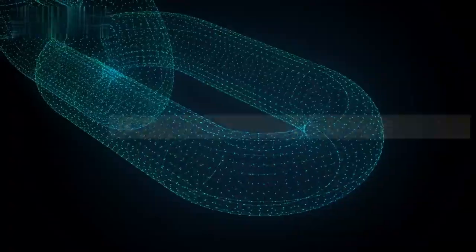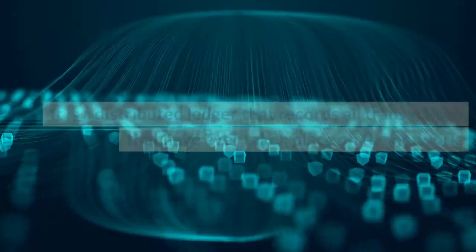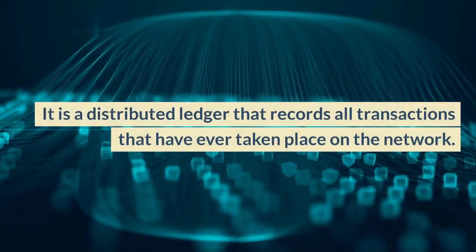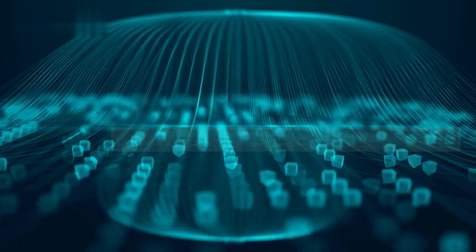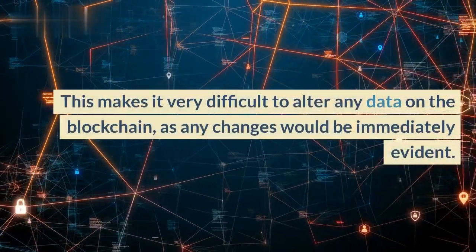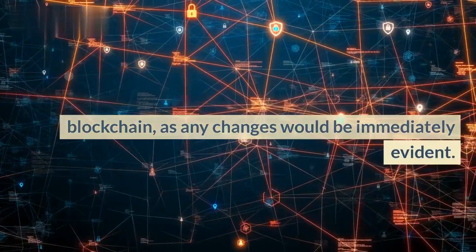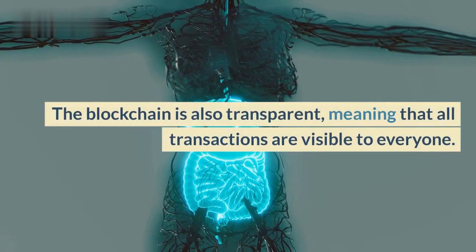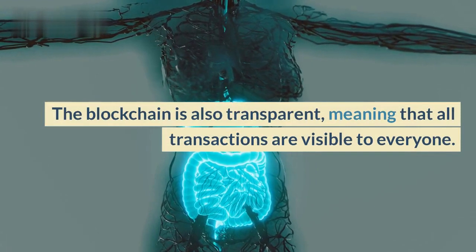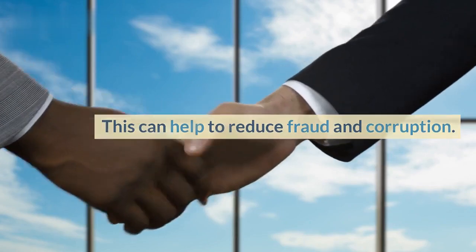Blockchain. The blockchain is the foundation of Web 3.0. It is a distributed ledger that records all transactions that have ever taken place on the network. This makes it very difficult to alter any data on the blockchain, as any changes would be immediately evident. The blockchain is also transparent, meaning that all transactions are visible to everyone. This can help to reduce fraud and corruption.